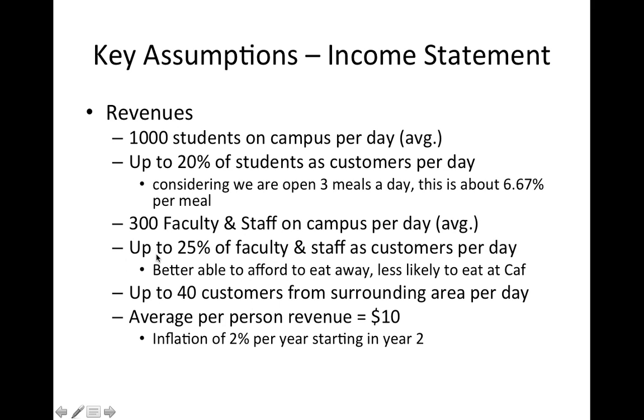And of course, at 25%, that would wind up being about 75 customers per day. Again, not all at one meal. Some breakfast, some lunch, some dinner. You get the idea. And then up to 40 customers from the surrounding area per day when we peak out. And again, split between the meals, that's not actually that many. Average per person revenue, we're going to assume starts out at $10, and then we inflate it 2% a year starting in year 2.